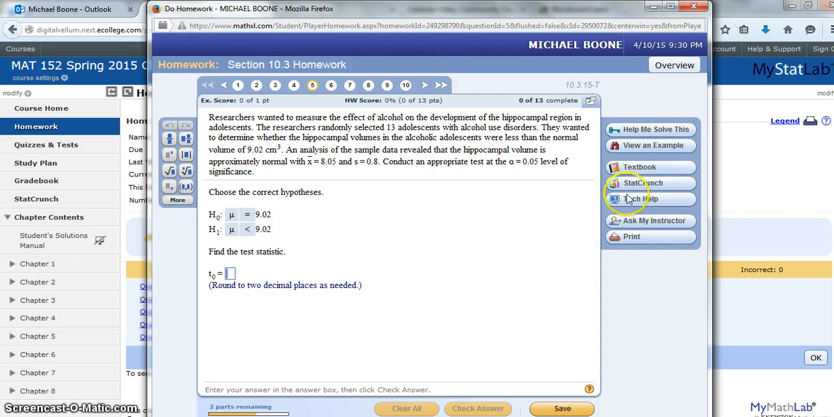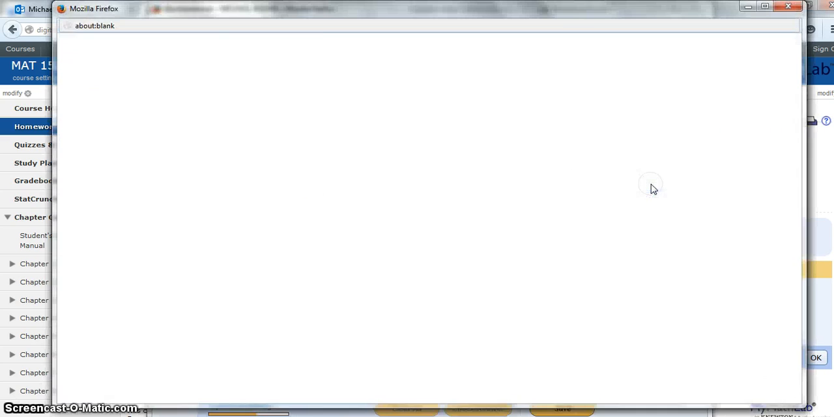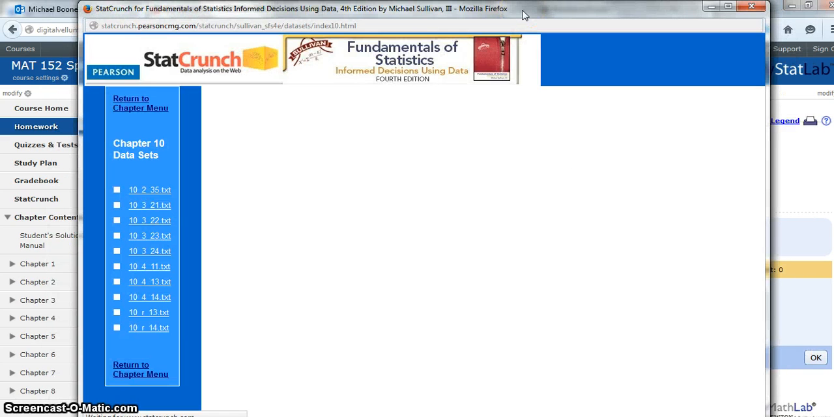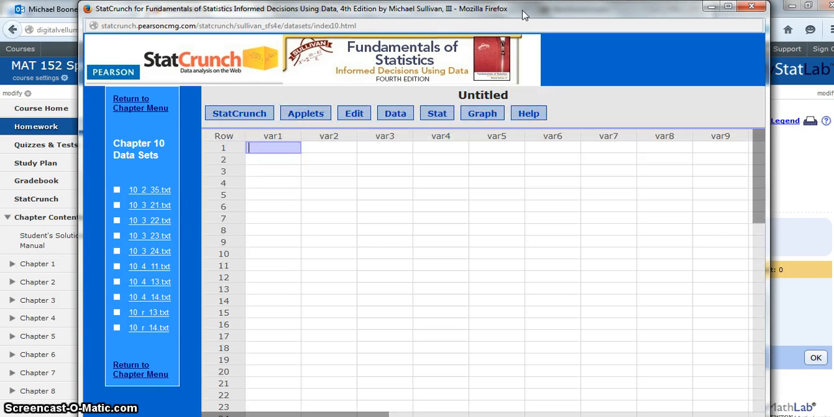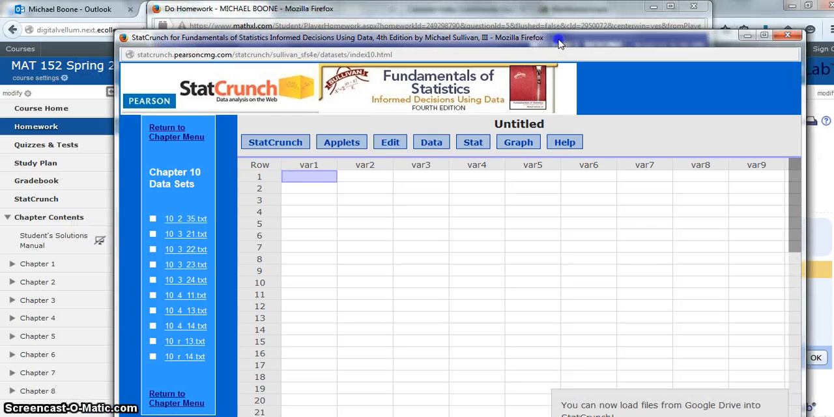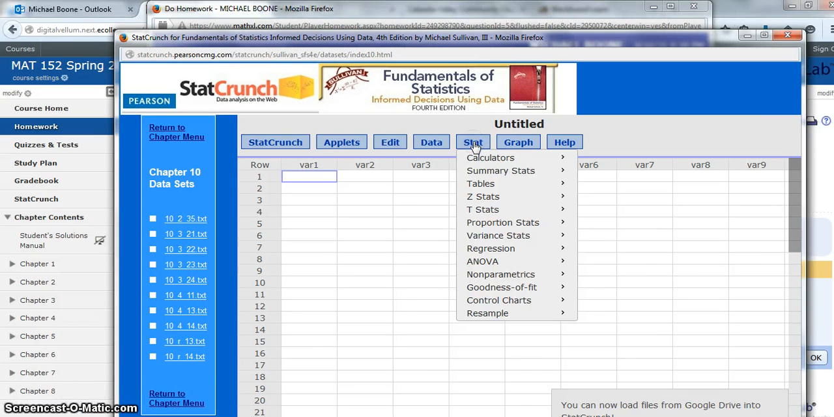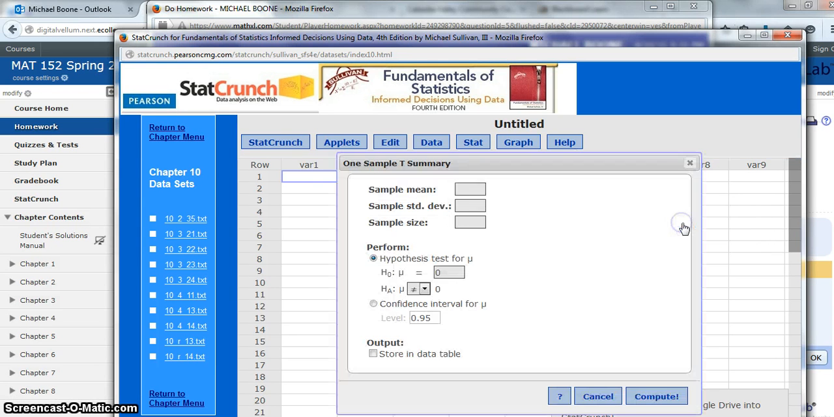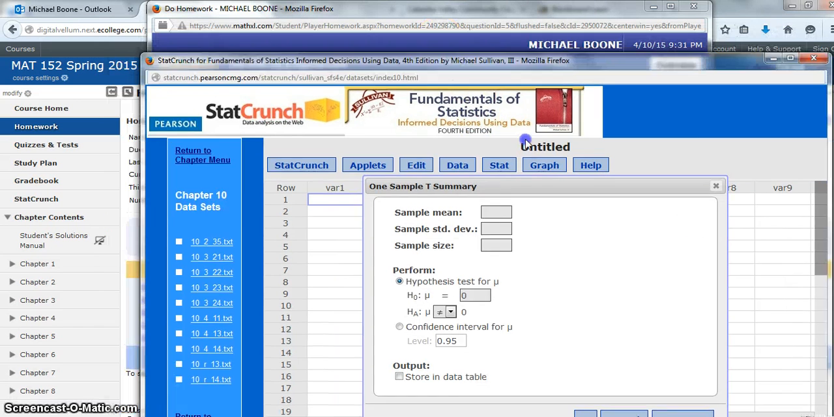Then it says find the test statistic. Now the test statistic is something that we can find easily with StatCrunch. It's also going to find us our p-value. But I'm going to tell you it's an archaic thing. Most people look at p-values to determine this. I am dealing with means, so I'm dealing with t-stats. I have one sample, and it has a summary. They give me my sample mean and my sample standard deviation.